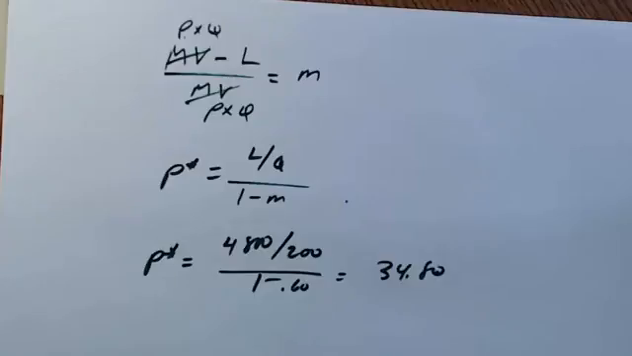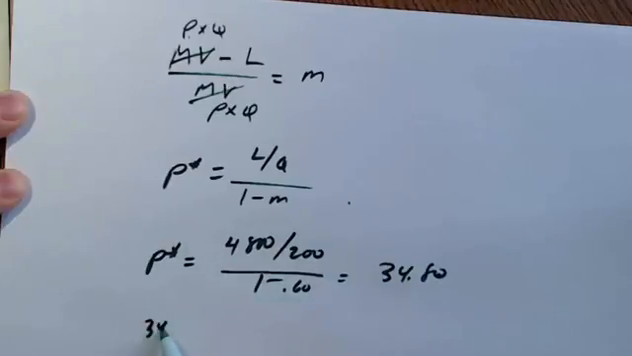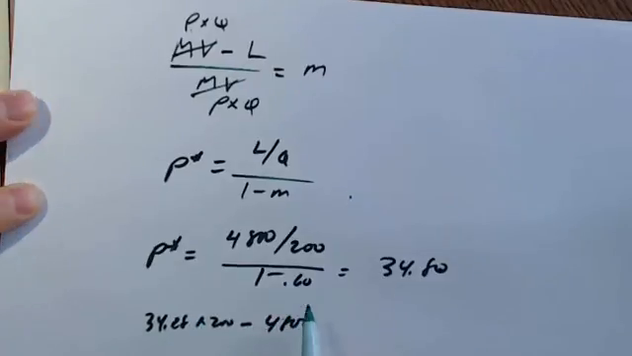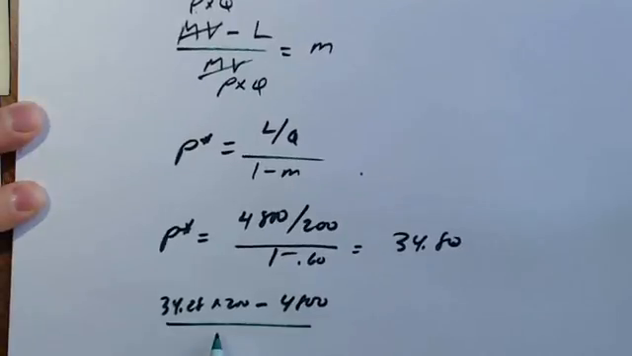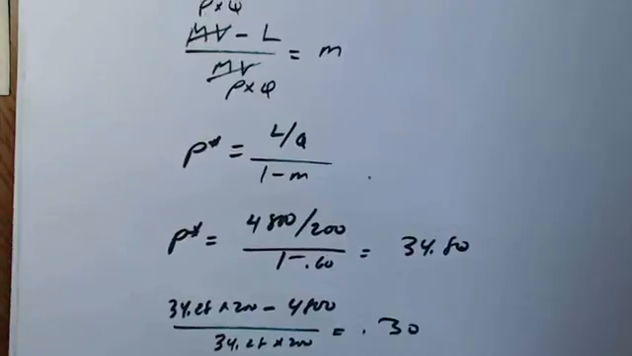And you can check that. You can check, because at 34.80 times 200 minus the $4,800 loan, divided by 34.80 times 200, that equals 30%. So you just hit the trigger area.